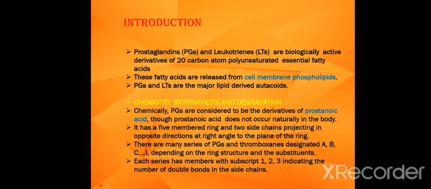There are many series of prostaglandins and thromboxanes designated A, B, C, etc. I, depending on the ring structure and the substituents. Each series has members with subscript 1, 2, 3 indicating the number of double bonds in the side chains. It means that the prostaglandins have different types like PGE2, PGH2, PGI2, etc. So that alphabet will depend on the ring structure and the substituent, and that number will indicate the number of double bonds in the side chain of this prostanoic acid.